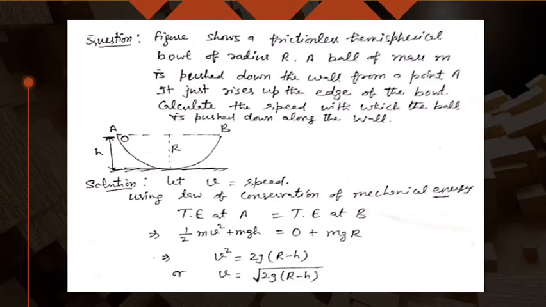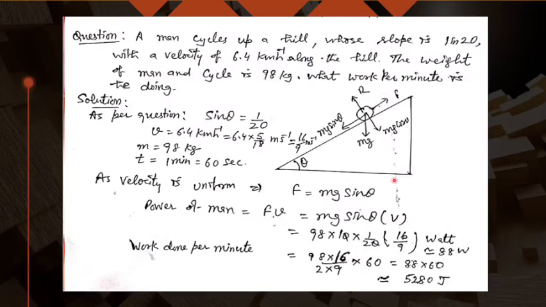Okay, 5 more questions. One question I have taken on your power knowledge. It's a very important question. A man cycles up a hill whose slope is 1 in 20. This is the reason why I have taken this question.